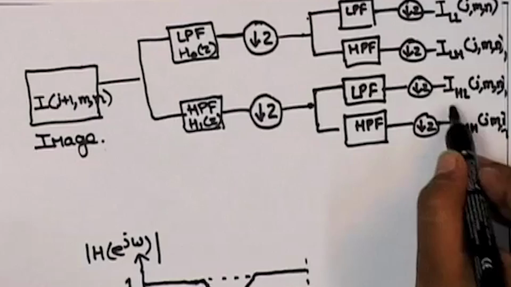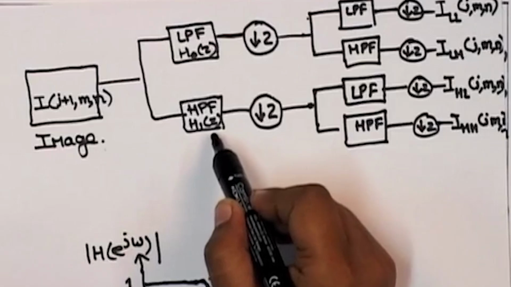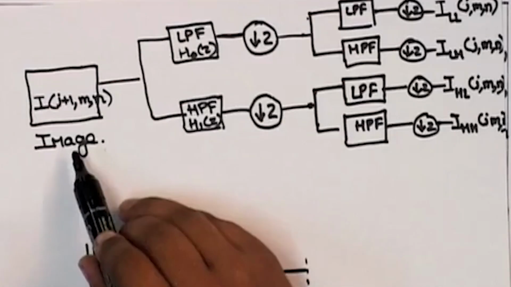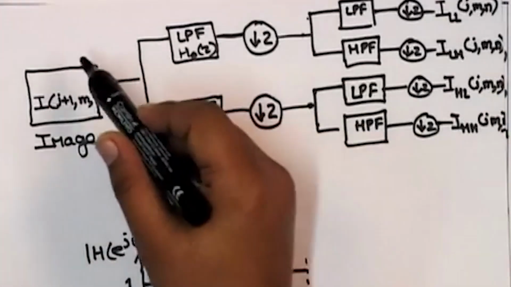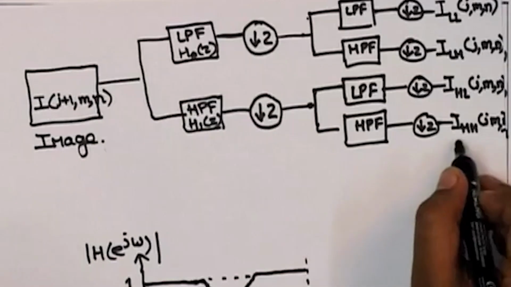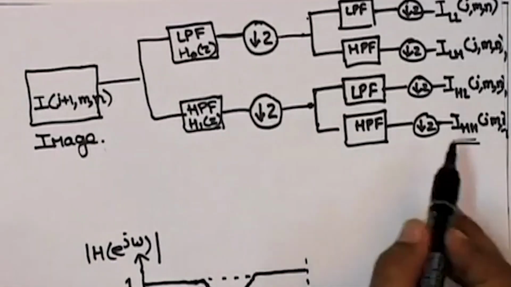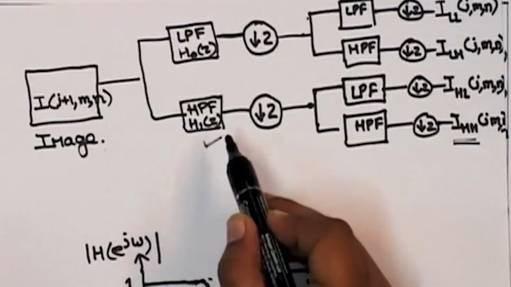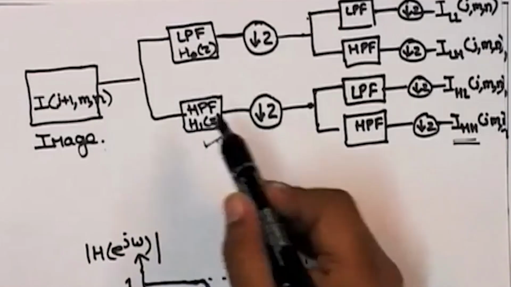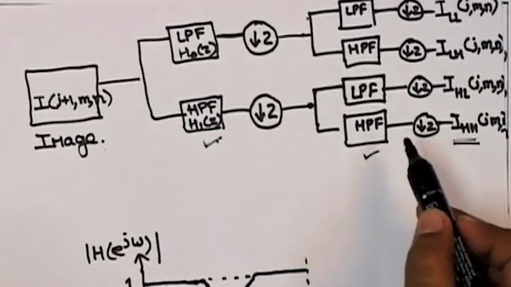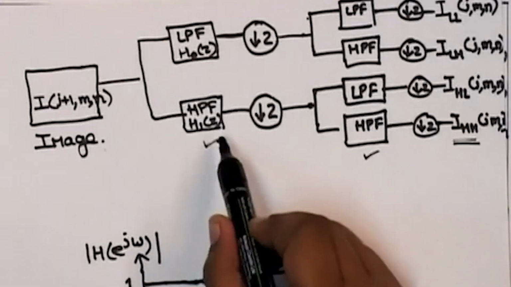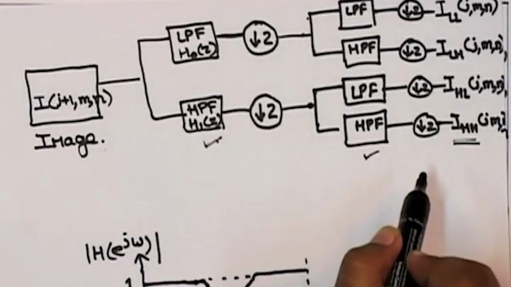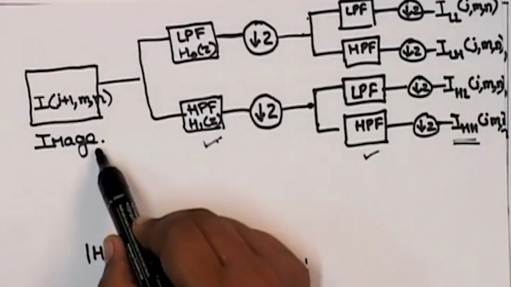Similarly, if we look at the output I HL, the input image has passed through the high pass filter which acts along the columns of this image. So, I HL will extract the vertical features of the image. If we see the output I HH, we will observe that it has passed through a high pass filtering operation along the columns of the image and a high pass filtering operation along the rows of the image. So, the output I HH will emphasize the edges along the diagonals of the image that we have taken as an input.